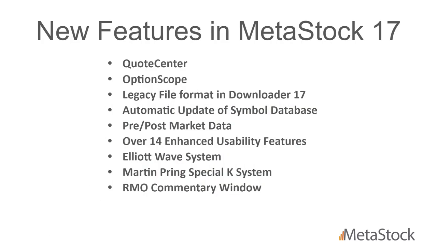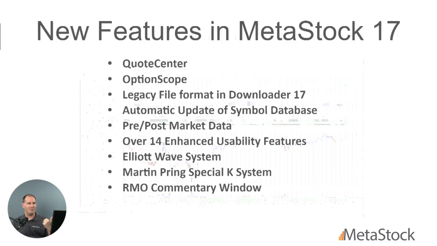Okay, so just as a recap, here's what we've talked about in this video. QuoteCenter, which is the new system for building lists, looking at your data, and working with your data in a much easier way, being able to click through your watch list more easily. OptionScope for analyzing options and quickly honing in on the option that you want to trade, then putting it in your watch list and working with it on a daily basis. Again, for you people using legacy data in version 11 or the version 11 downloader, you can now use the version 17 downloader to download, convert, sort, adjust, and work with your data. So great upgrades to the downloader as well.